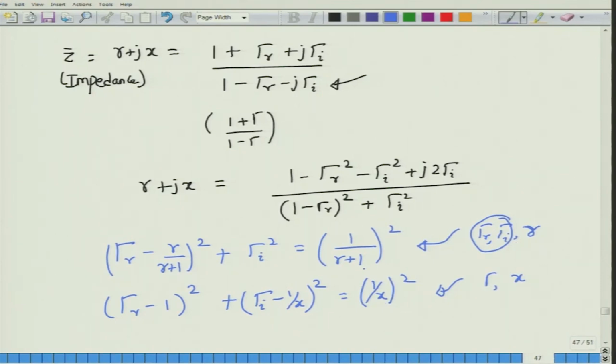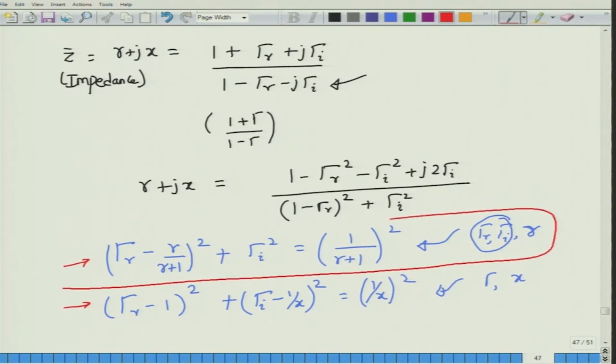If you recall, these equations are equations of circles. For example, if you consider this equation, which would be called the constant r circle, because this relates the value of r, the constant r circles have a center of r by r plus 1 comma 0, and they have a radius of 1 by r plus 1. Similarly, these would be the constant x circles, where the center is given by 1 comma 1 by x and the radius is 1 by x.